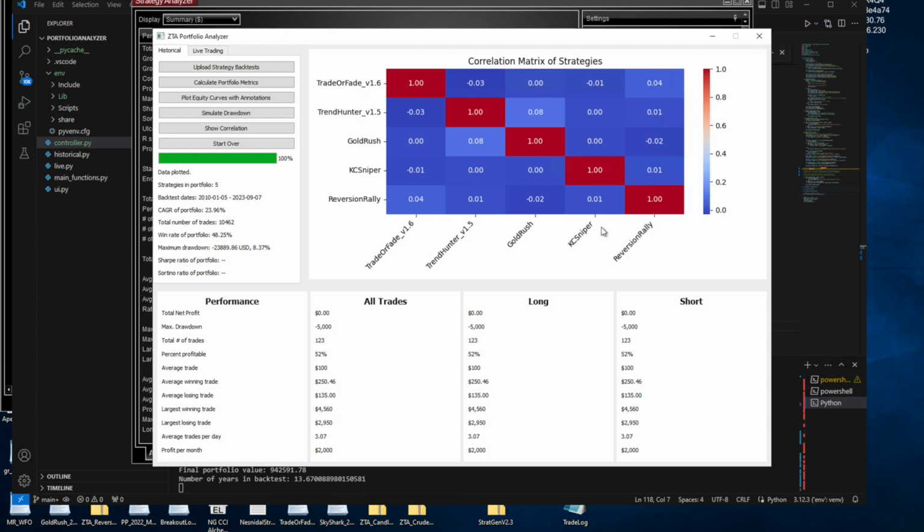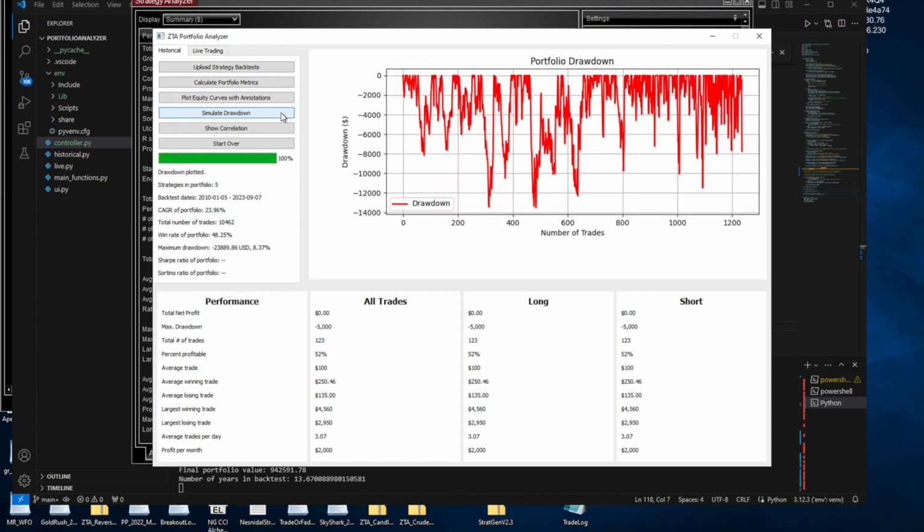Another thing one has to be mindful of when trading a portfolio of algos is the drawdown. We have created internal functions to help us model out what the drawdown might be if you traded a five algo portfolio. You can see here that a rough estimate of the drawdown is about $14,000, right? So this is actually pretty good to see that if you traded this five algo portfolio across the entire 13-year backtest period, you would incur a drawdown of about 14 grand.